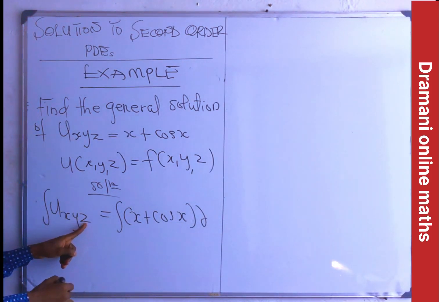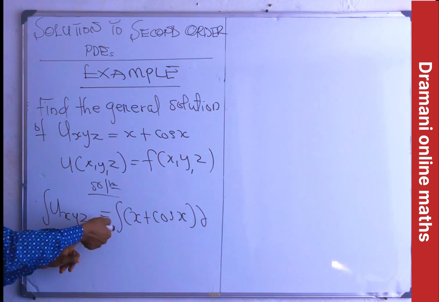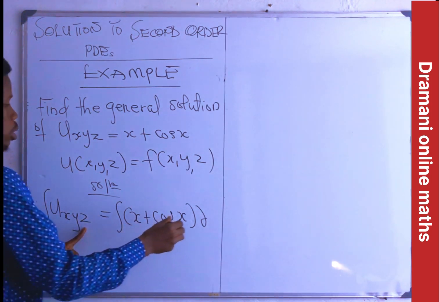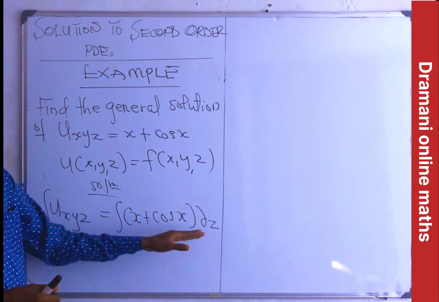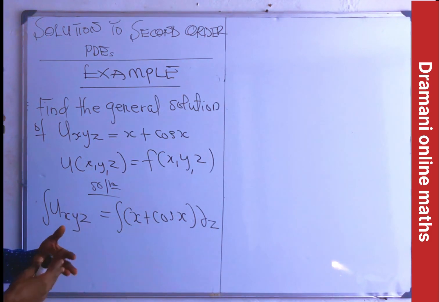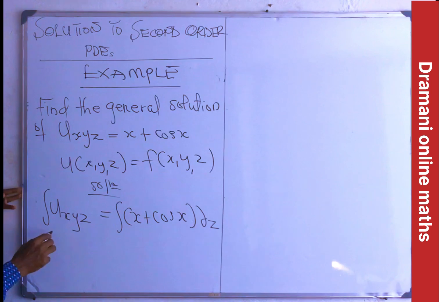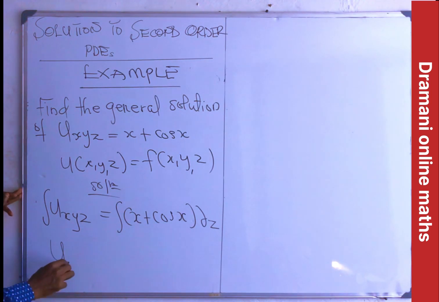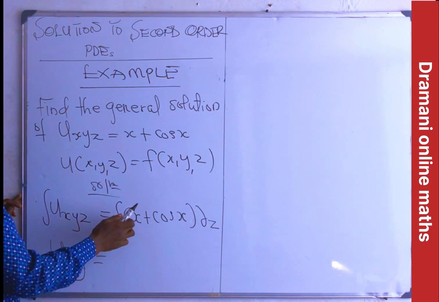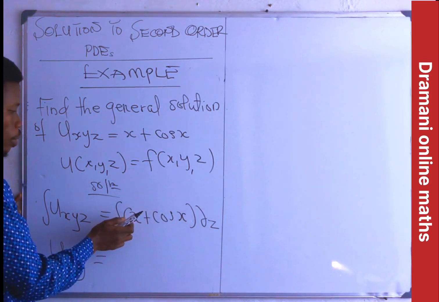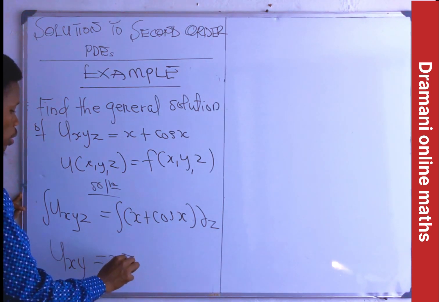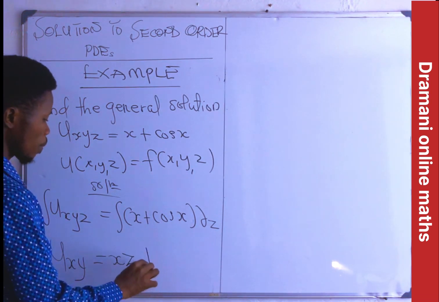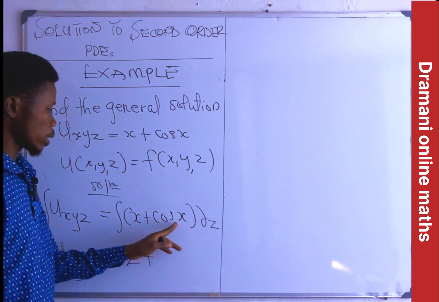Now here I'm integrating with respect to z, so you are doing it backwards, okay? So here will be z. So remember, since you are integrating with respect to z, any form of x and y will be treated as constant. So what it means is that if I integrate this, I have u, x, y equals, this is a constant, so when you have a constant and you integrate, this will come and multiply this. So this will give you xz. Is that okay? Plus cos x.